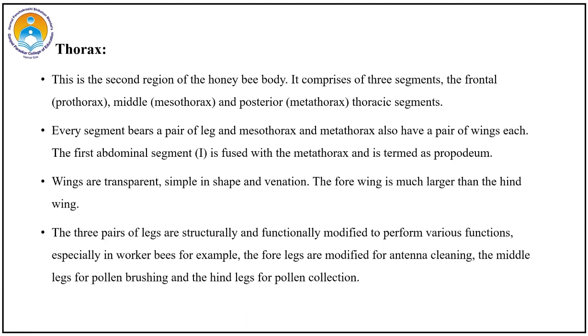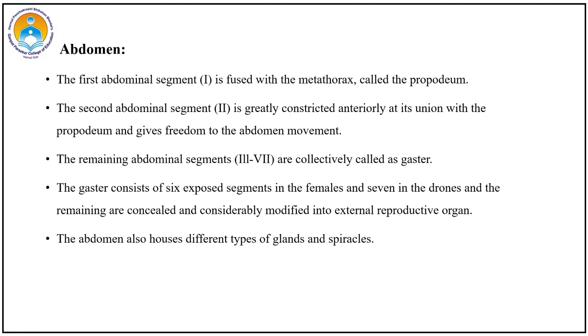Wings are transparent, simple in shape and vanishing. The forewing is much larger than the hind wing. The 3 pairs of legs are structurally and functionally modified to perform various functions, especially in worker bees. For example, the forelimbs are modified for antenna cleaning, the middle legs for pollen brushing and the hind legs for pollen collection. Now let's talk about the last region, that is the abdomen.